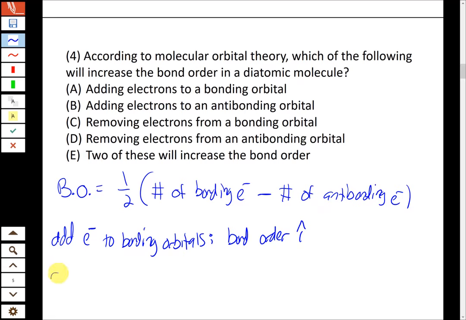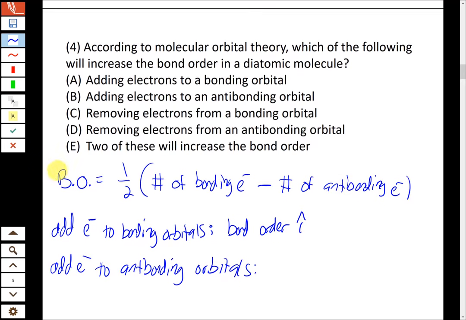And then if we add electrons to anti-bonding orbitals, we'll see the opposite happen mathematically. Because if we add to anti-bonding orbitals, we're making this number bigger, which we're subtracting from the total, and so that's going to shrink the bond order and make it smaller, or make the bond weaker, as we would say.